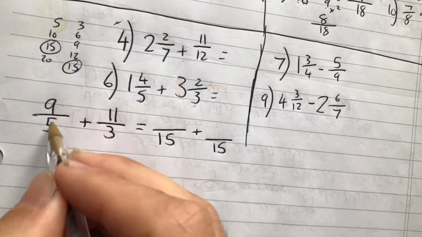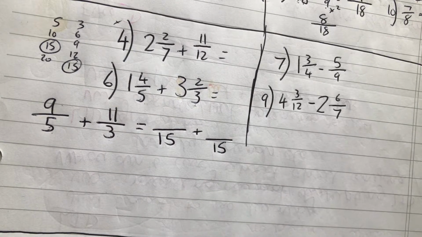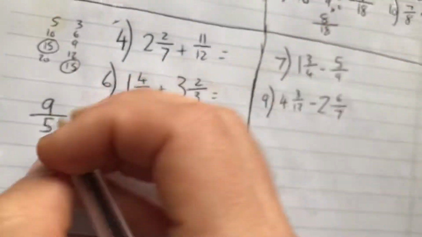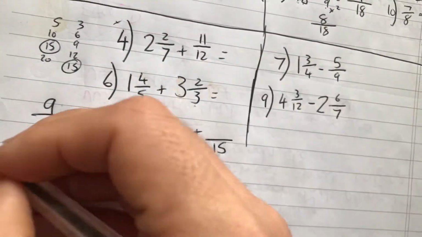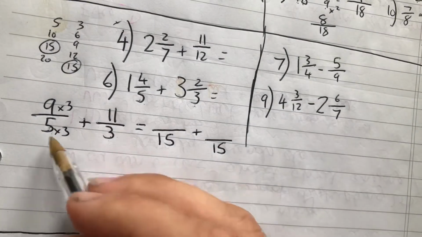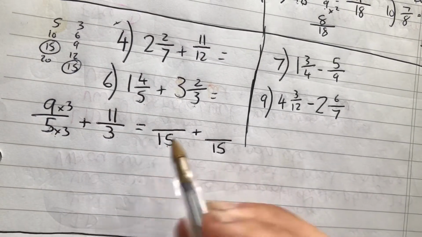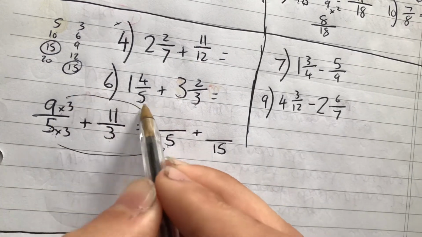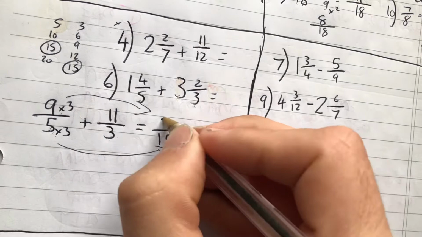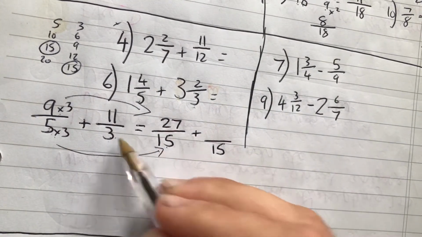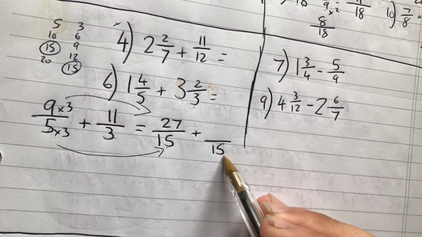How do you get 9/5 to be something over 15ths? Well, in the 5s to get to 15, it's the third one, so you times by 3. You've timesed the bottom by 3, so you times the top by 3. So 9 times 3 is 27. Boom, we've got that. That's that one there.